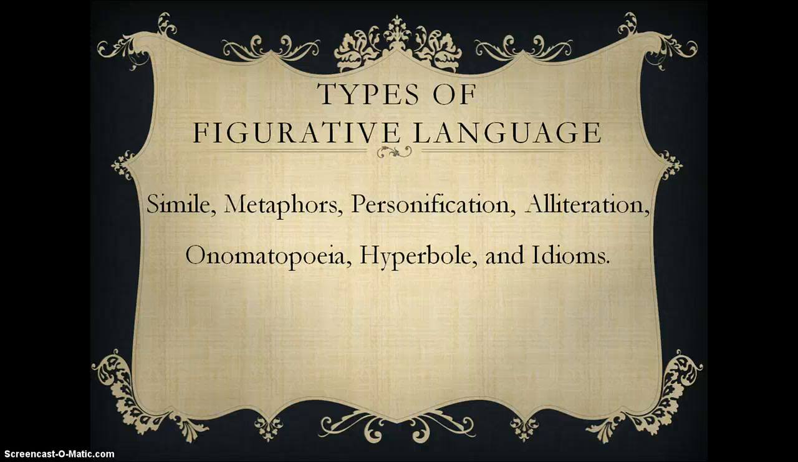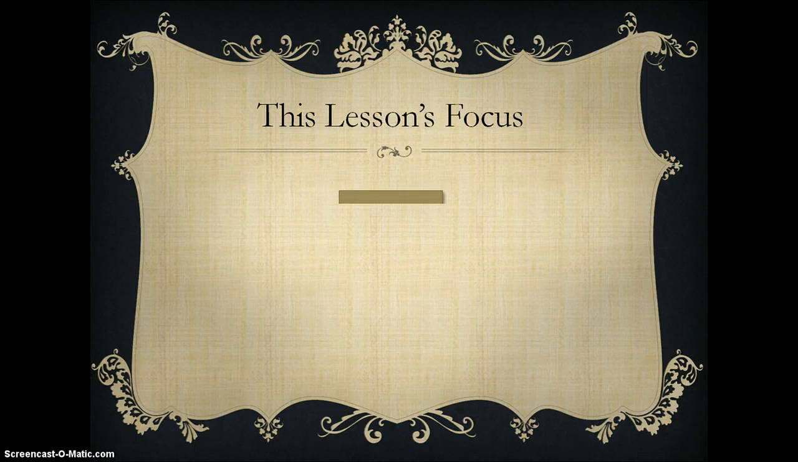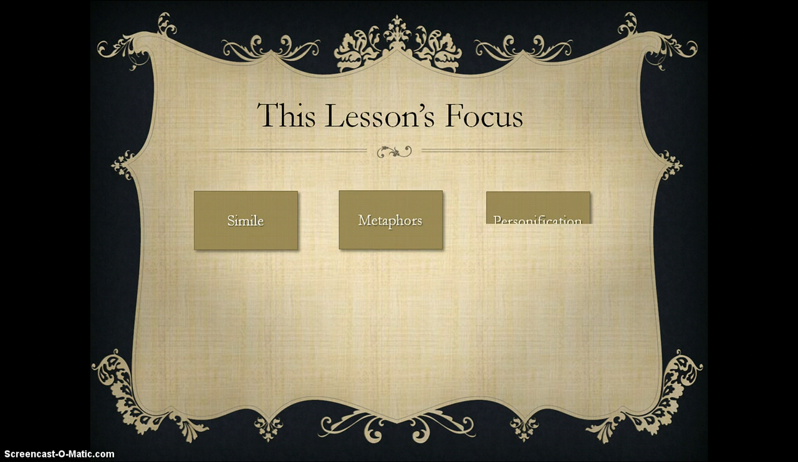There are a few different types of figurative language. We have similes, metaphors, personification, alliteration, onomatopoeias, hyperboles, and idioms. Each of these is very important, and they bring something great and a new dynamic to your writing. But in this lesson, we're going to be focusing on just a few of them. Today, we're going to be focusing on metaphors, similes, and personification.